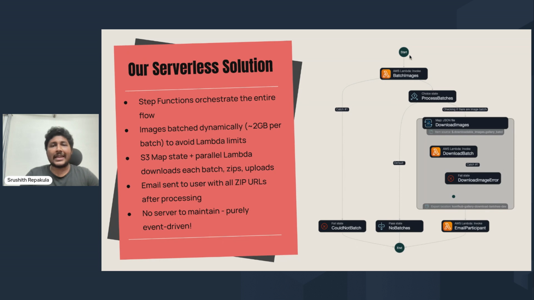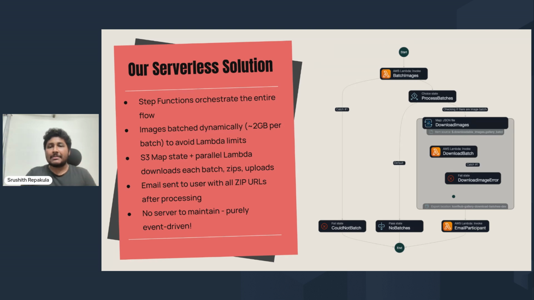In step functions, there's a feature called step function map, an S3 map state. What it does is loop through these batches stored in S3, and a Lambda function is called. That is what this download batch is. So for each batch, now that I have identified and stored the batches in S3, I have a loop, not in my application, not in the Lambda function, but in the step function. The looping happens on the batches that have been decided and stored in S3.